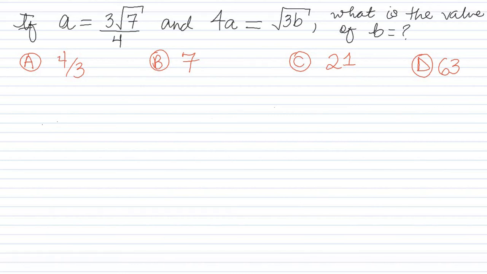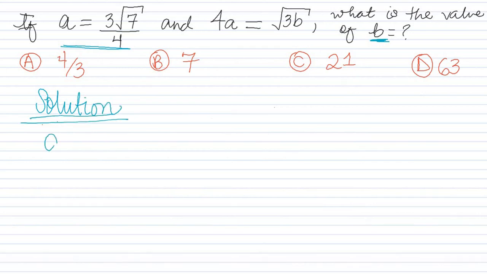So the first thing when we're looking at this question is that we're given a value for a, which is 3 root 7 divided by 4. And then we're also given an equation, 4a equals the square root of 3b, and we're asked to solve for the second variable b. So we have the value of one variable a, and then an equation with both variables, and we have to find the value of b, right? So the first thing you have to do is just simple substitution, okay?